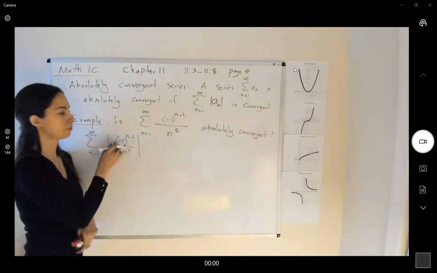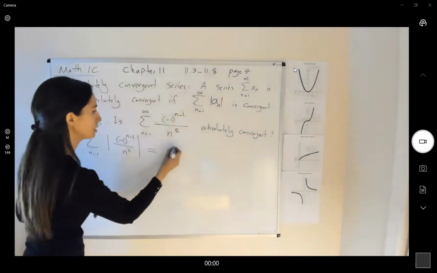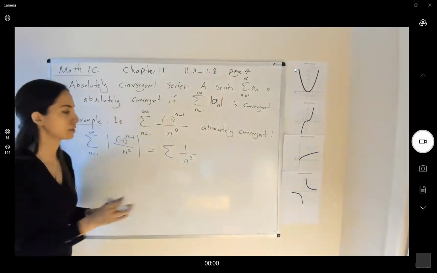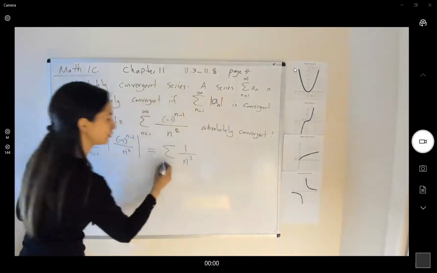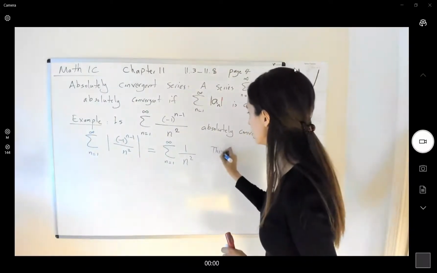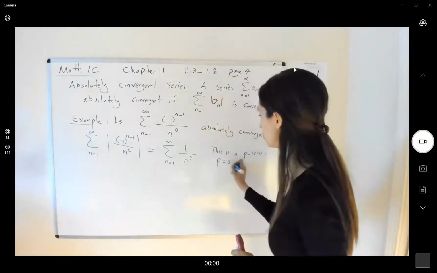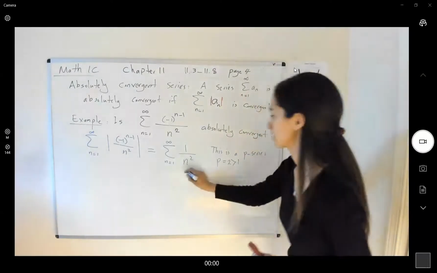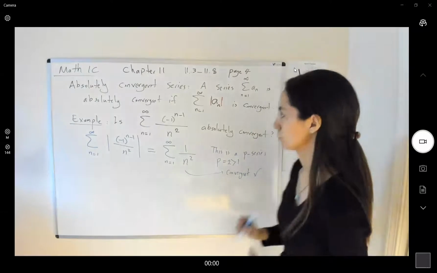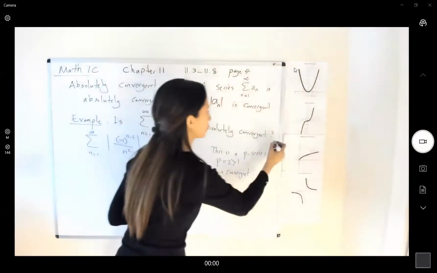Since you have -1, the absolute value of -1 raised to a power is always positive 1. This is equal to the sum of 1 over n squared. n squared is already positive, so you can get rid of the absolute value. n starts from 1 to infinity. We know that this is a p-series, and p = 2 is greater than 1. So of course this series is convergent. So the answer is yes. This series is absolutely convergent.